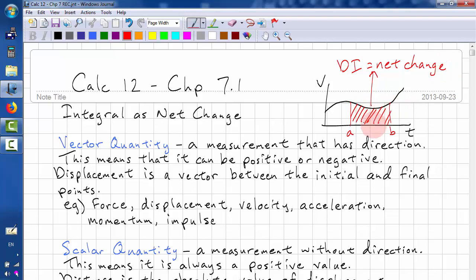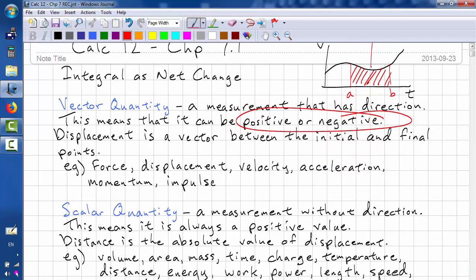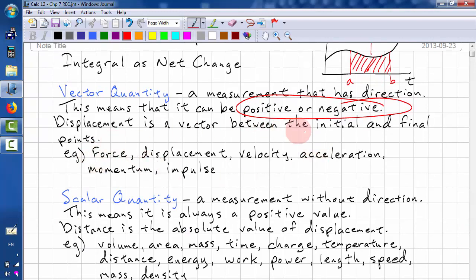So for instance, if we were looking at a velocity time graph, this would be the change in displacement over the time A to B. Or you could look at it as the change of distance from the time A to B. We've done this before: a vector quantity is a measurement that has direction. This means it can be positive or negative. And we've done this before, so I'm not going to go over this.